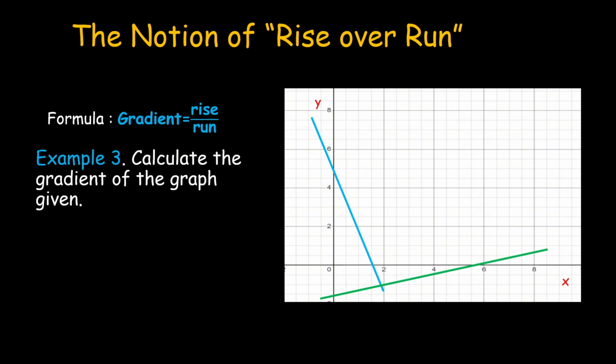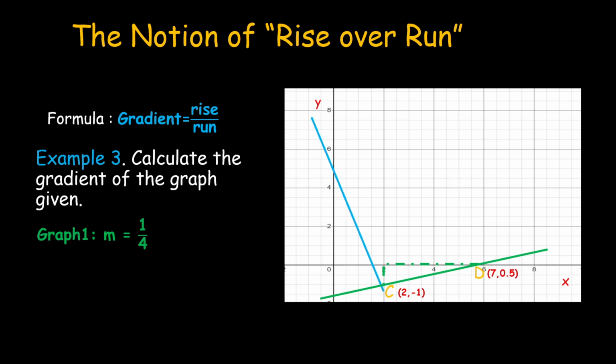Let's take a look at the green graph. We're going to choose 2 random points, say C and D. Now we need to calculate how many times we need to rise and run from C to get to D. So if I rise 1 time, I may need to run 4 times to get to D. So in this case, my gradient, which is m, would just be 1 over 4.